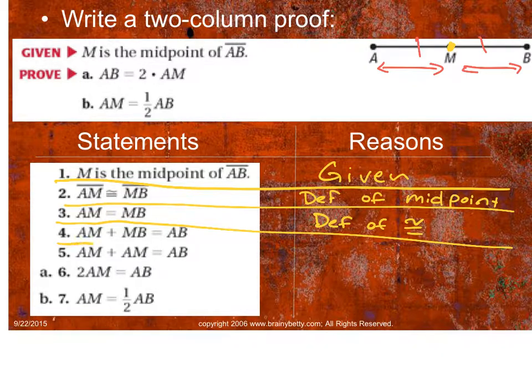And now some people are going to be very happy with the reason for this one, because they've been just waiting to say this. AM plus MB is equal to AB. That is the segment addition postulate. That's saying the first piece plus the second piece is equal to the total piece.